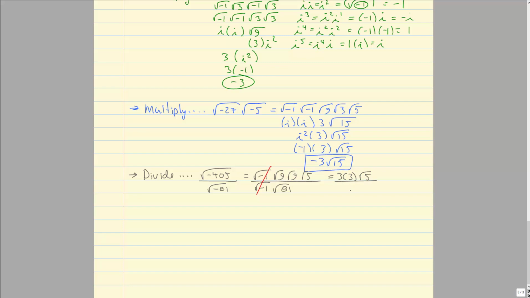Square root of 81 is 9. So I have these canceling. 3 times 3 is 9. And I'm just left with the square root of 5. Okay, so that's how it simplifies.